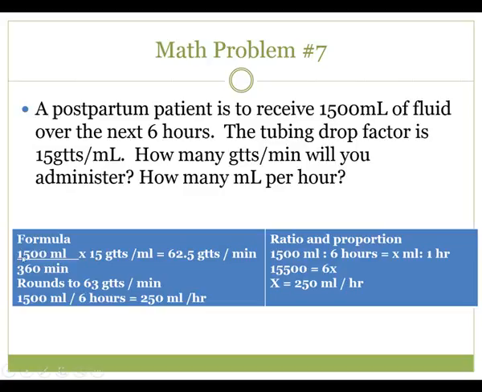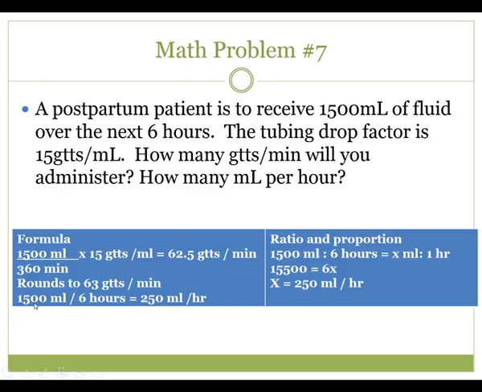To use your drop factor, you say 1,500 mils over 360 minutes. That's 6 hours is 360 minutes. So you say 1,500 mils over 360 minutes times your drop factor, which is 15, gives you 62.5 drops per minute. And you could not give that, so you would round that to 63.